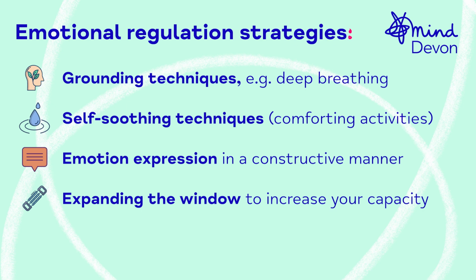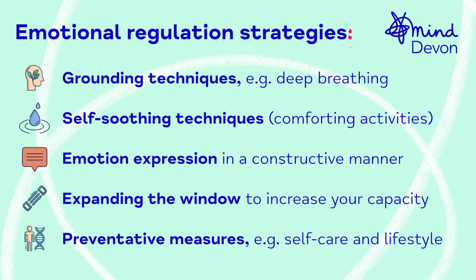Expanding the window. Through therapy and practice, individuals can work on expanding their window of tolerance. This means increasing their capacity to handle a broader range of emotional experiences without becoming overwhelmed or emotionally shut down. And finally, preventative measures. Emotional regulation is not only about managing emotions when they become overwhelming, but also about implementing preventative measures to stay within one's window of tolerance. This includes self-care practices, stress management, and lifestyle choices that promote emotional well-being.